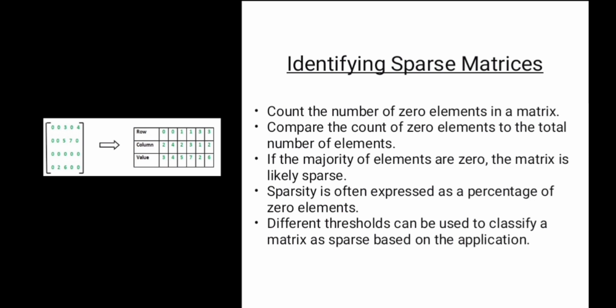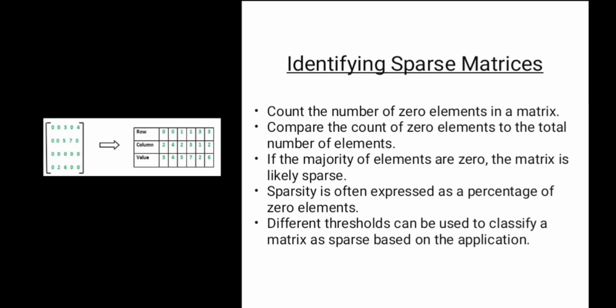In such a way, if the zero elements are more than the non-zero elements, then the matrix is likely a sparse matrix. The sparsity of the matrix is often expressed as the percentage of zero elements, and different thresholds can be used to classify a matrix as sparse based on its application.